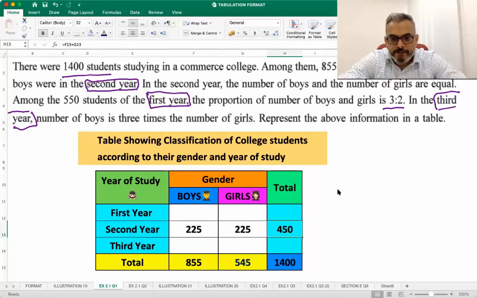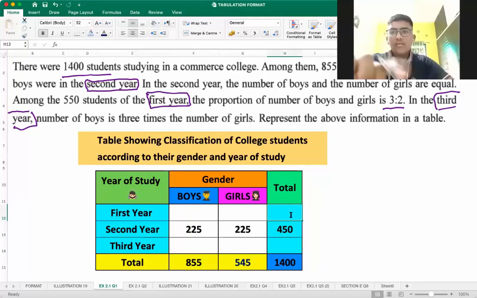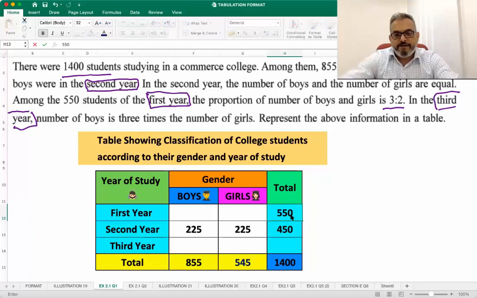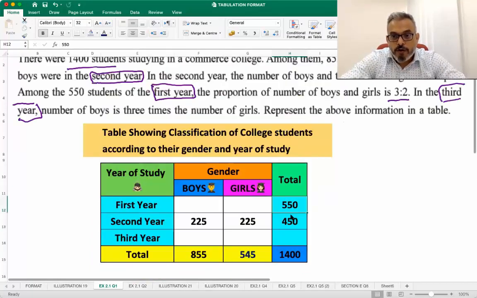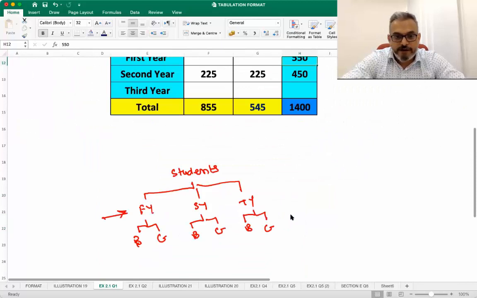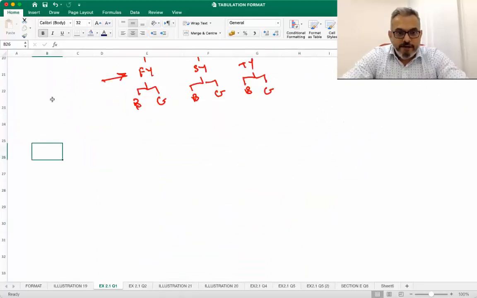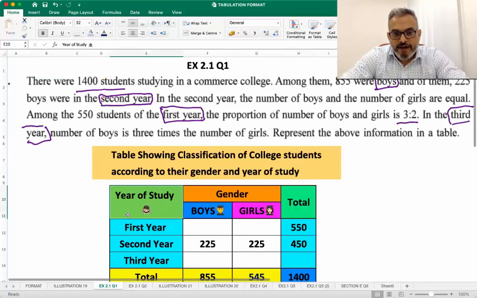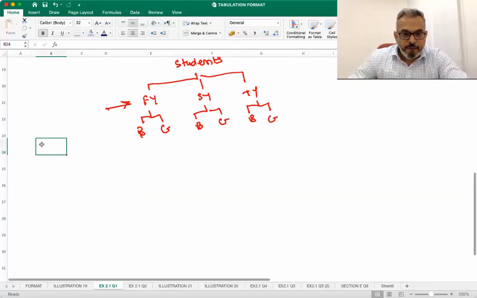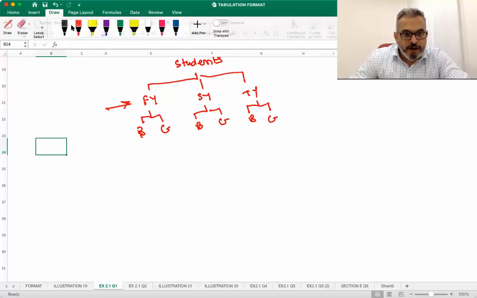Got it? Now, among the 550 students of first year, that is, in first year total there are 550 students. Proportion of boys and girls is 3:2. So let's do some working and let's calculate how many boys and how many girls. Now, write working note 1.